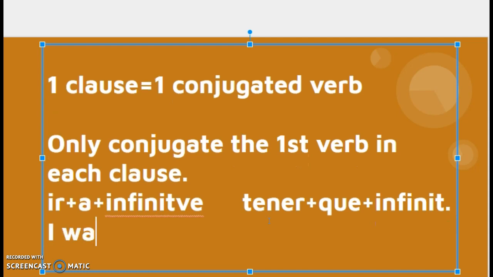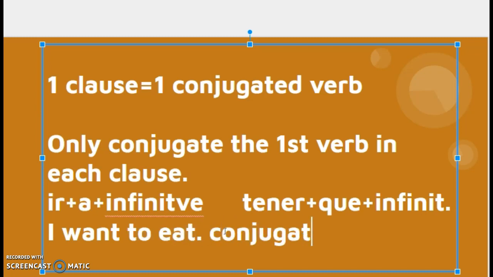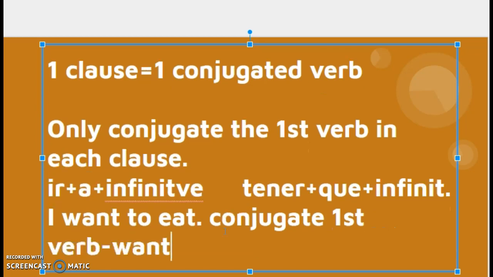So let's say I want to say I want to eat. I guess I'm hungry right now since we're in the food unit. So I want, I'm going to conjugate want. I am not going to conjugate to eat. Even in English, I can see if I leave to eat in infinitive form because I have to in front of it. So once again, conjugate first verb, which would be want in this case.